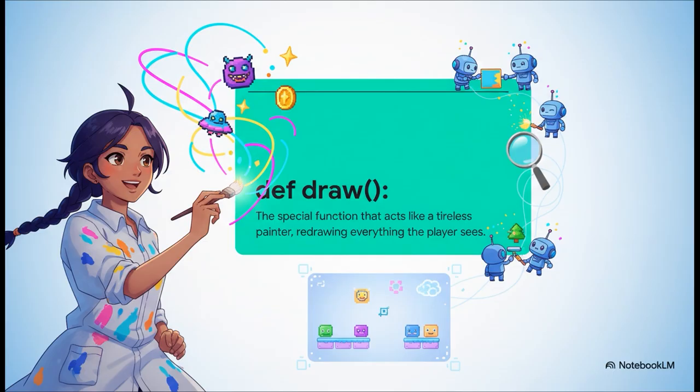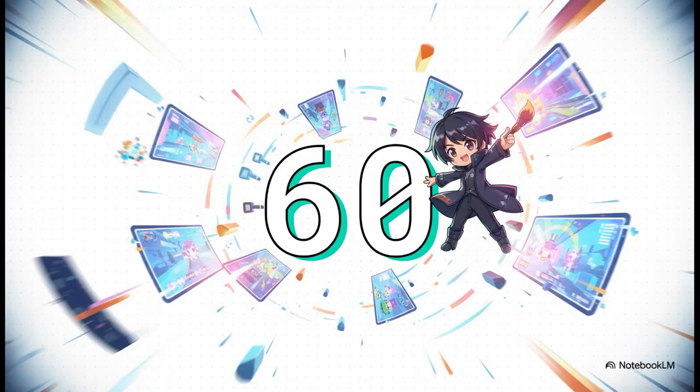If it's not in there, guess what? It's completely invisible. And when I say tireless, I mean it. This painter is insanely fast. It doesn't just draw the screen once and call it a day. Nope, it completely erases and redraws everything 60 times every single second. That incredible speed is what makes motion in games look so smooth.